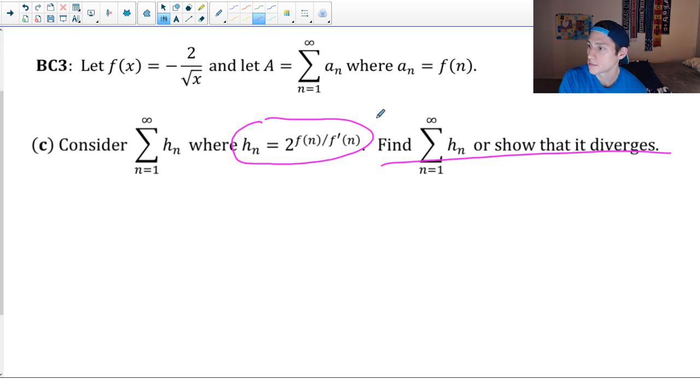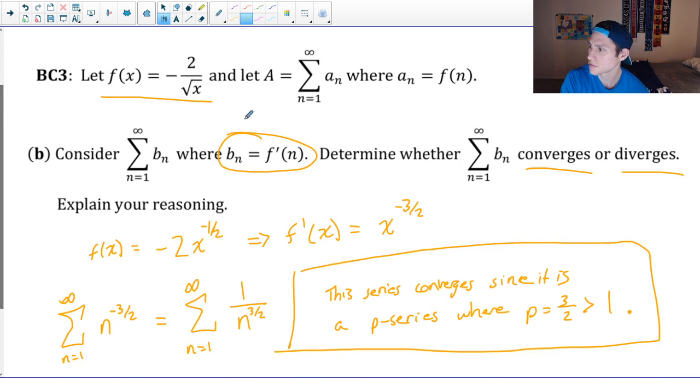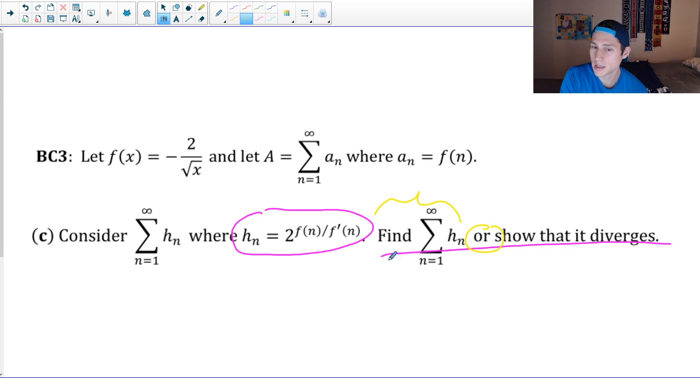Here's something interesting. From the start, this says find the sum or show that it diverges. Think about the difference. The previous questions have asked us just does it converge or diverge. This one is potentially giving us the option to not just show that maybe it converges, but actually figure out what the sum is. That should be a very large hint, because we only have one type of series that is going to be on this AP test where we can actually find the sum.